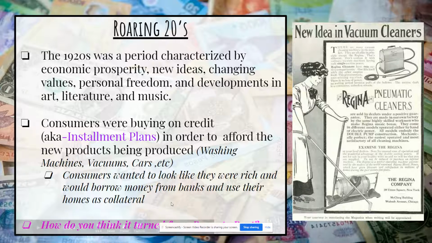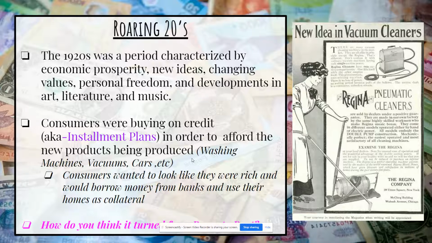And that's what installment plans are. So I'm going to buy this product and make payments over time. That's just like the credit card we have today. It's money that we don't have, but we're paying it off in the long run. So that's what consumers started to do.